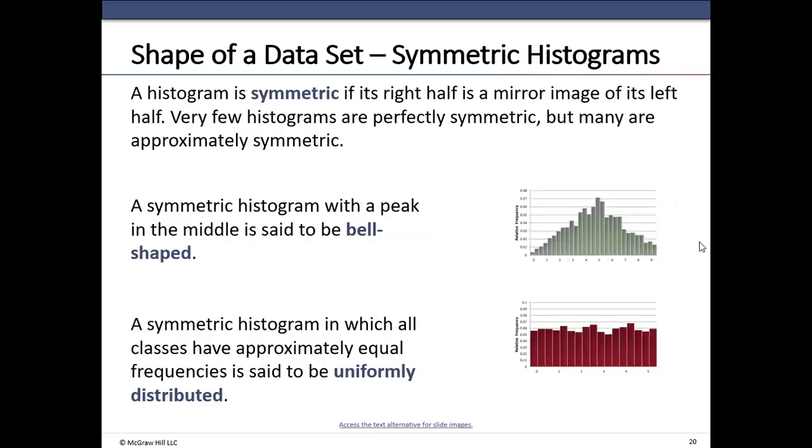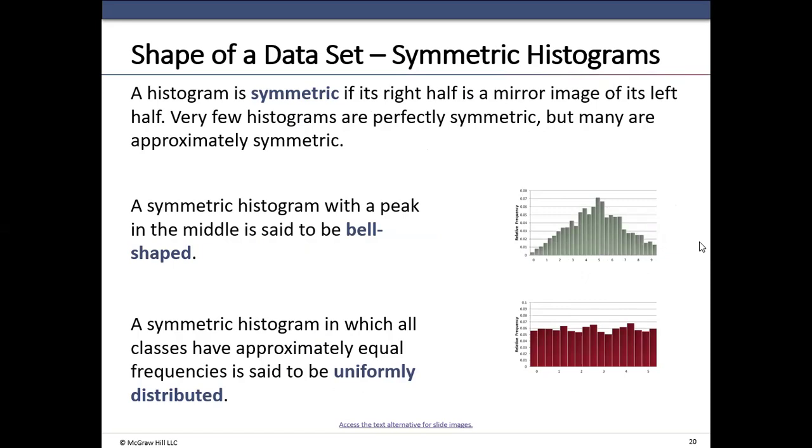And the histogram is symmetric. Symmetric means it's like a mirror in the middle, the left half is equal to the right half. And the one on the top is approximately bell-shaped. It's not 100%. But if you think of the class in the center, which has the highest height or relative frequency, the area to the left of it is equal to the area to the right of it. So it's approximately bell-shaped. Okay.